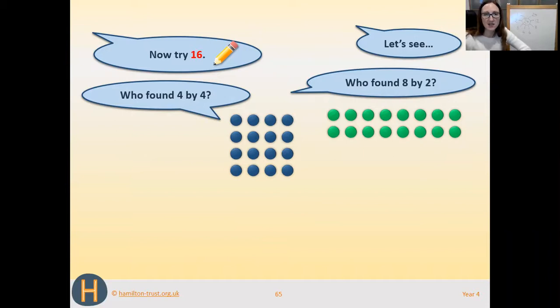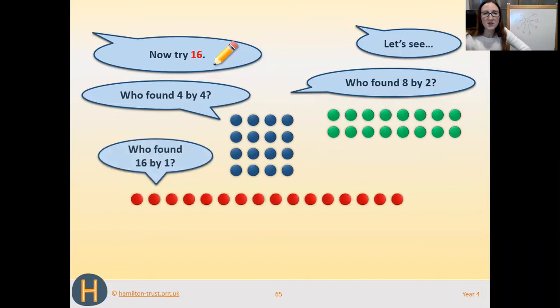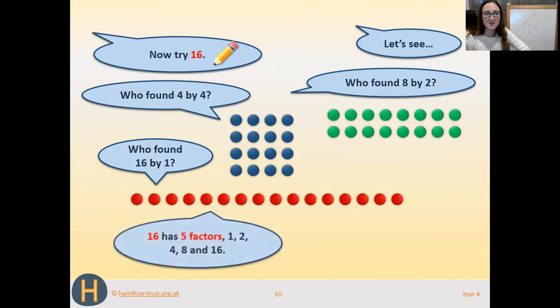So 4 is a factor of 16. We could also have 16 by 1, that long line there, because 16 and 1 are factors of 16. 1 times 16 is 16. And in this sense, we found then that 16 has 5 factors, 1, 2, 4, 8, and 16.